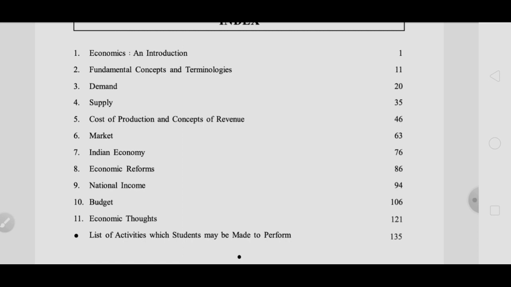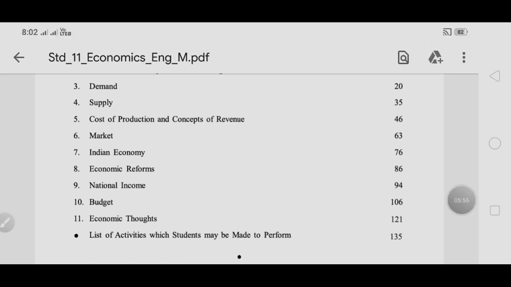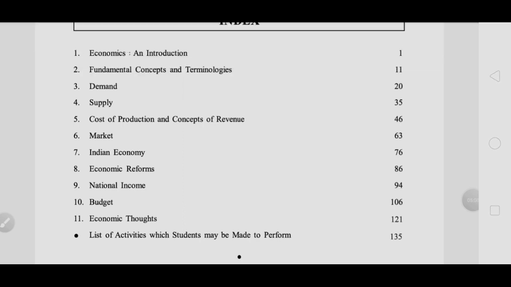While in chapter 11, we're going to discuss the main economic thoughts of three different authors, that is Gandhiji, Kautilya and Pandit Deendayal Upadhyay. So, this is the glimpse of all the chapters which we are going to cover in standard 11 itself. Let us start with the basic introduction of all these chapters.